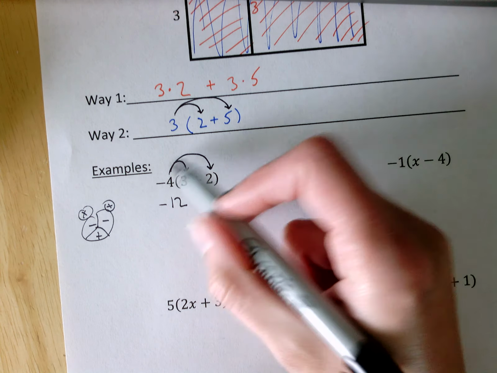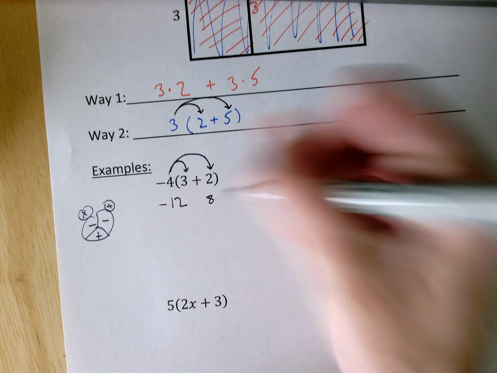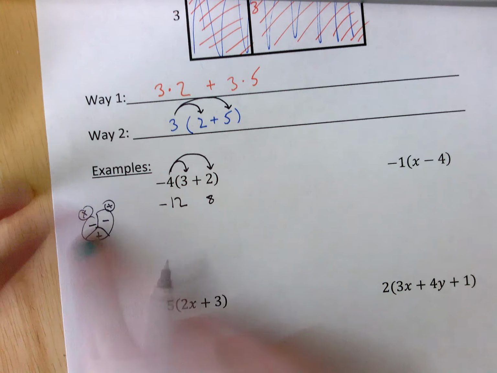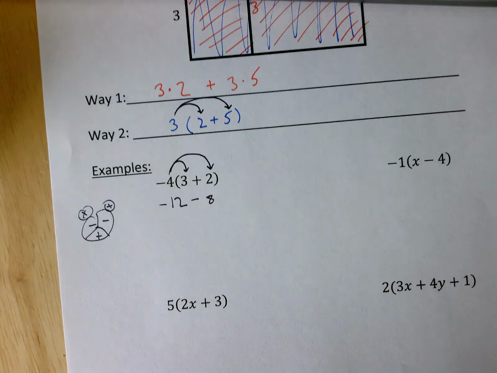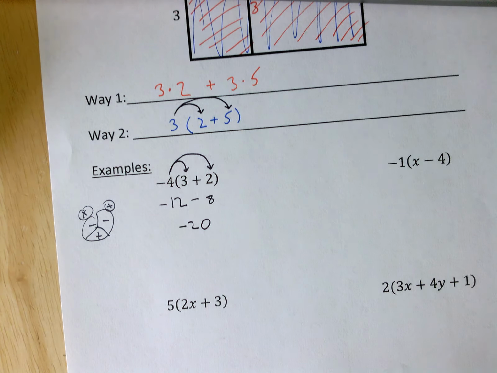And then -4 times -2. 4 times 2 is 8. And I'm multiplying a negative and a negative, so my answer is going to be positive. And then I can simplify that. So -12 plus 8 is -4. Okay, and that's what the distributive property does.